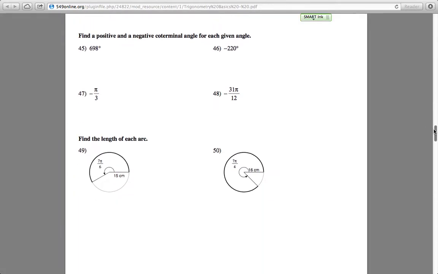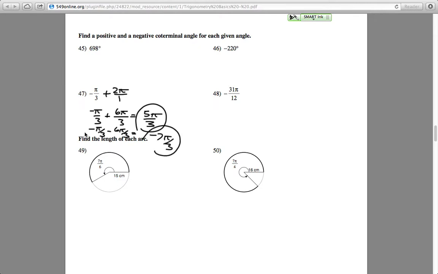So let's do negative pi over 3. If I add 2 pi to it, what's the common denominator? 3. So I'm going to have negative pi over 3 plus 6 pi over 3. What would that give me? 5 pi over 3. There's my positive one. Now I need a negative one. If I go negative pi over 3 minus 2 pi, it's going to be negative pi over 3 minus 6 pi over 3. I don't have to find the common denominator again. I already have it. Negative pi over 3 minus 6 pi over 3 gives negative 7 pi over 3. So there's my positive and negative coterminal angle.